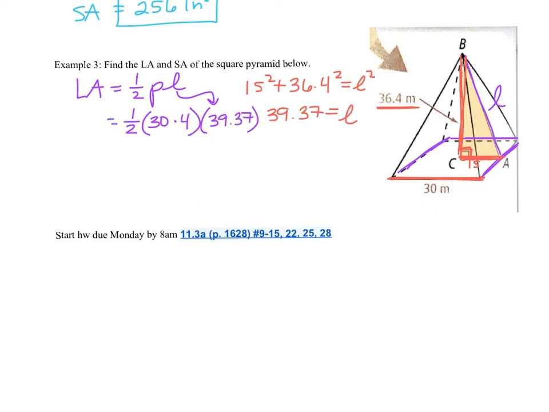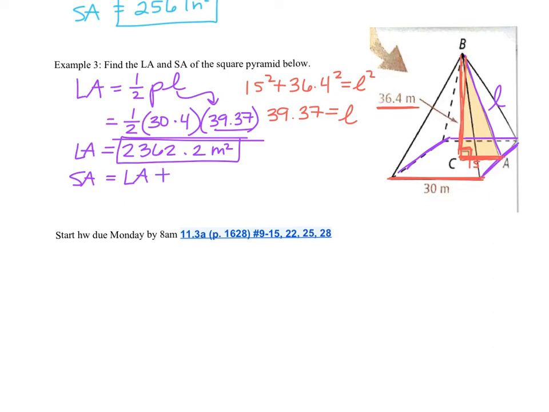39.37. So 1/2 PL looks like this right now. Plug that into your calculator. 1/2 times 120, or you can do times 30 times 4, times 39.37, gives us 2,362.2 square meters. Okay, so that's our lateral area. And then our surface area, we're going to do our lateral area plus capital B. Remember, this is area of the base.